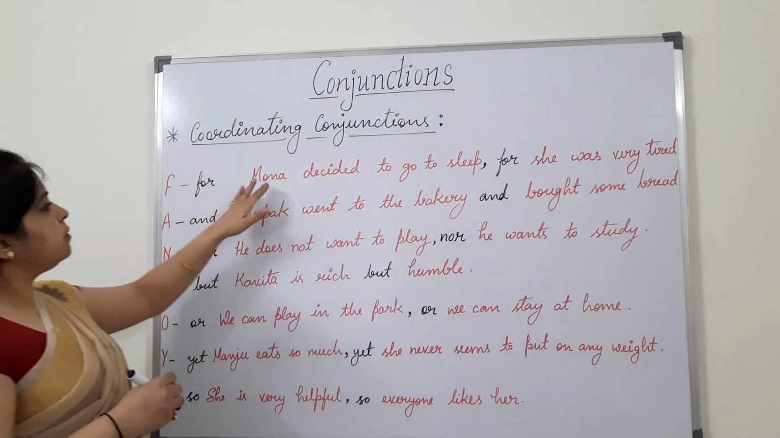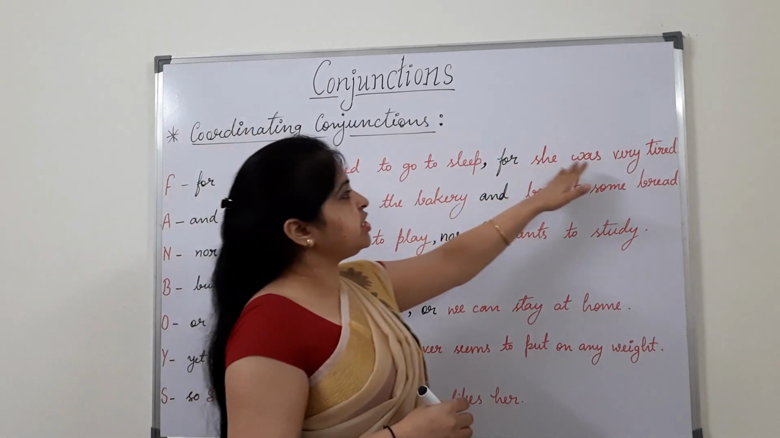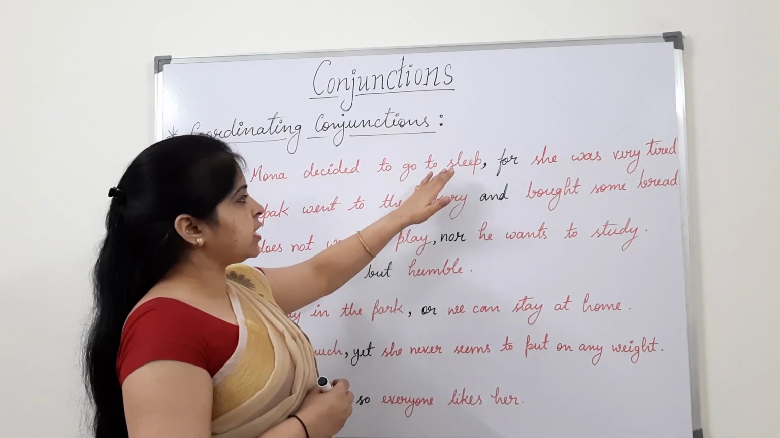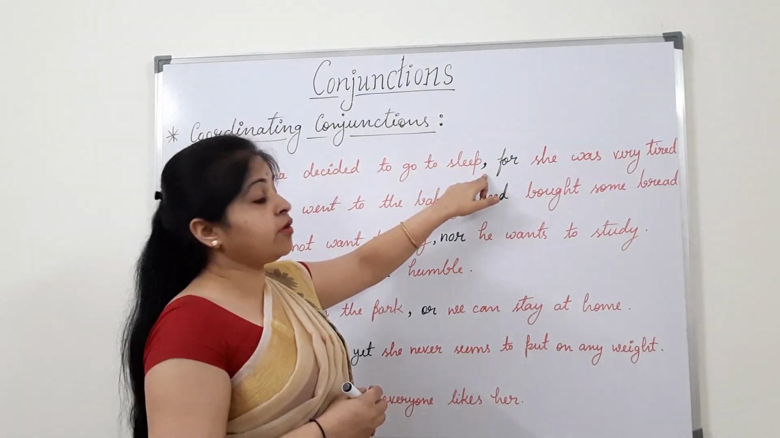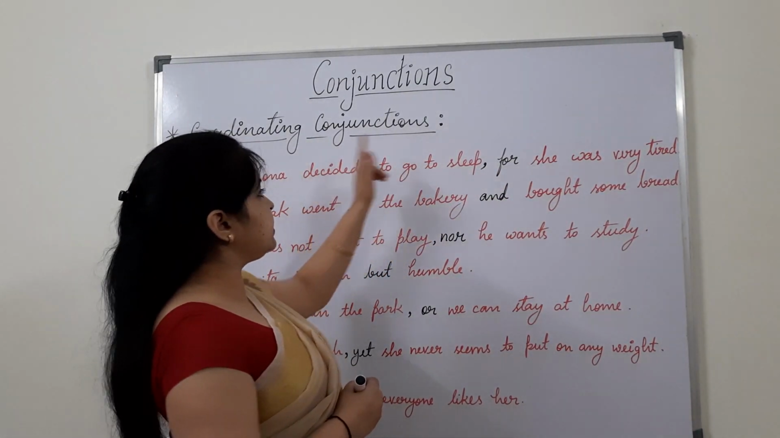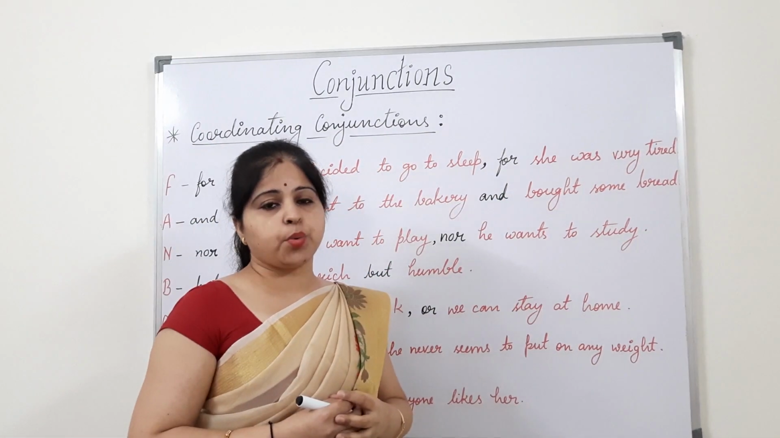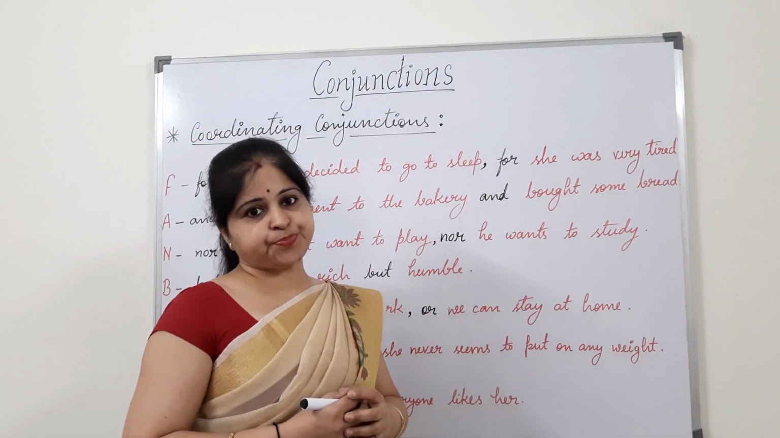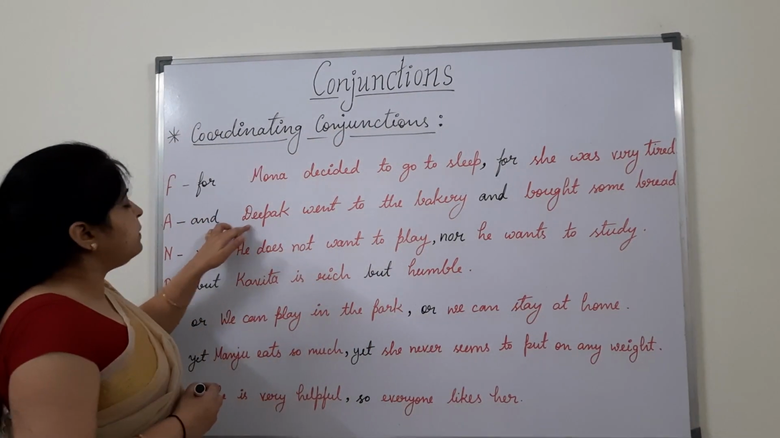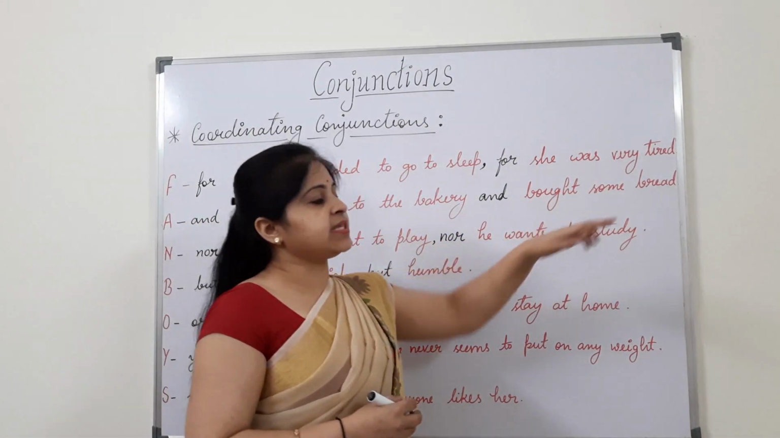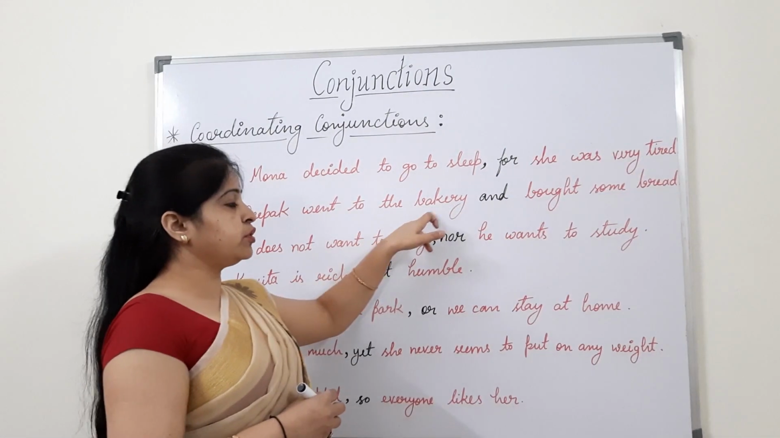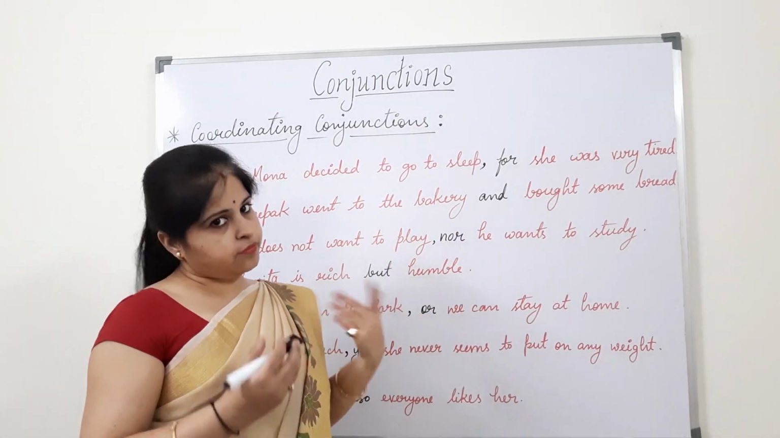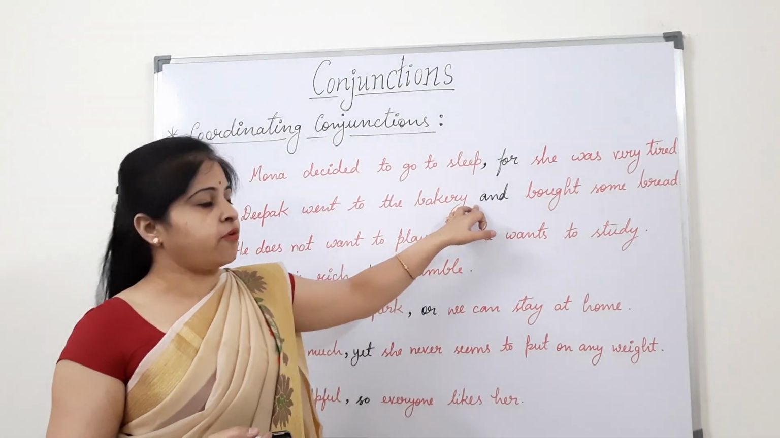Let's see the examples. Mona decided to go to sleep, for she was very tired. Here we are exploring one rule, the use of comma. Yes, when independent clauses are there on both sides, we use a comma before coordinating conjunctions. Okay? Deepak went to the bakery and bought some bread. Are there independent clauses on both sides? No. For that we will not be using a comma before it.